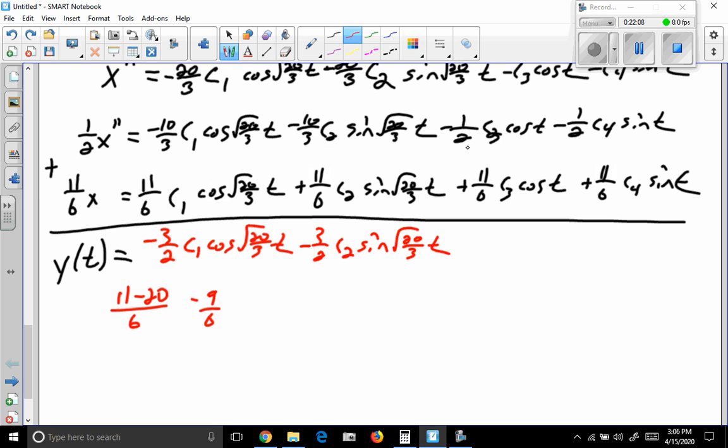Here our common denominator is 6, so this is 3/6. So 11 minus 3 is 8. 11/6 minus 3/6, that's 8/6, or 4/3. And these are the same, so plus 4/3 C3 sine t.